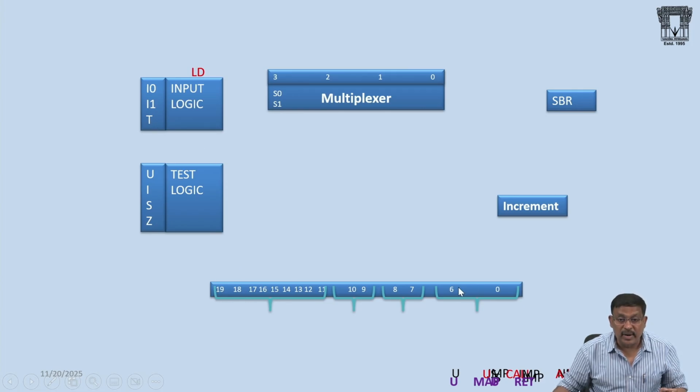This is a micro instruction. 0 to 6 bits are address bits, 7 and 8 bits are branch bits, 9 and 10 are conditional bits, and 11 to 19, these 9 bits are field bits. Okay, I'm moving.